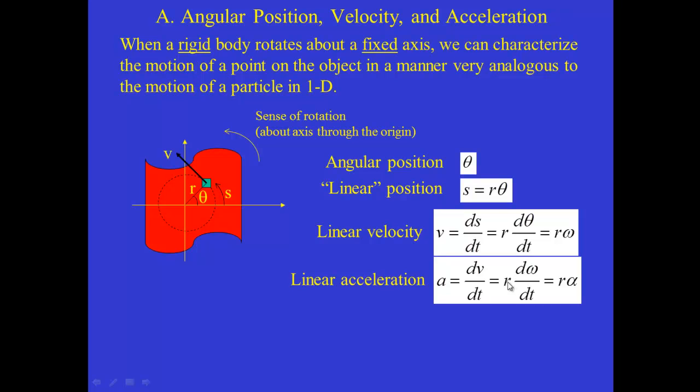The r is again constant, so a is equal to r d omega dt. And we use the Greek letter alpha in order to denote d omega dt. So what we've got now is a connection between s, the linear position, and theta, the angular position, v, the linear velocity, and omega, the angular velocity, and a, the linear acceleration, with alpha, the angular acceleration.